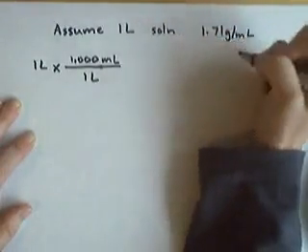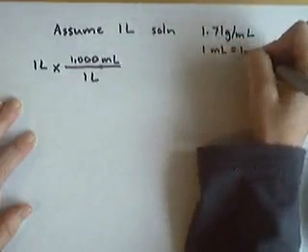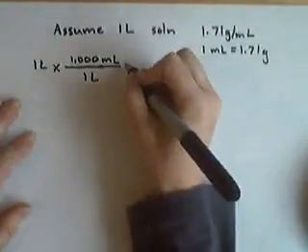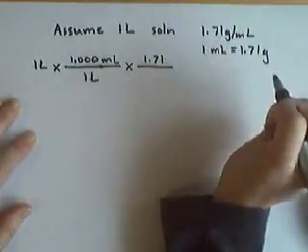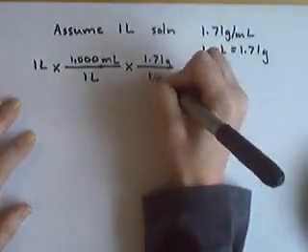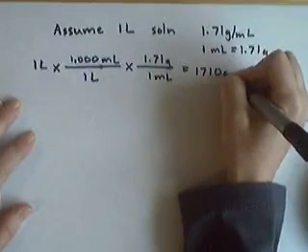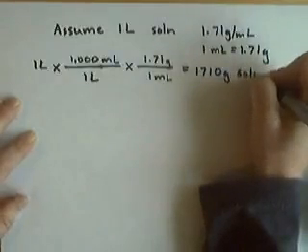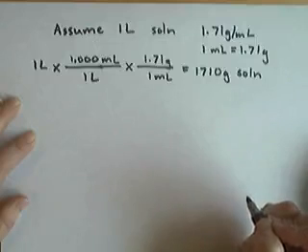And I like to use my density as a conversion factor. So what this density tells us is that 1 milliliter of solution has a mass of 1.71 grams. Right? So we can use this to find out what the mass would be of our 1,000 milliliters of solution. So what this tells us is that 1,000 milliliters of solution has a mass of 1,710 grams, right? So that's how many grams of solution we have.